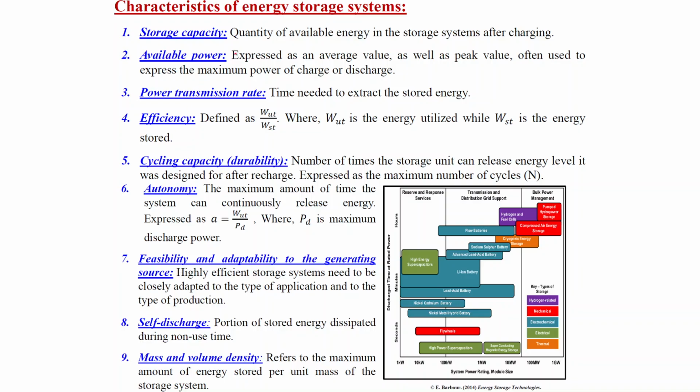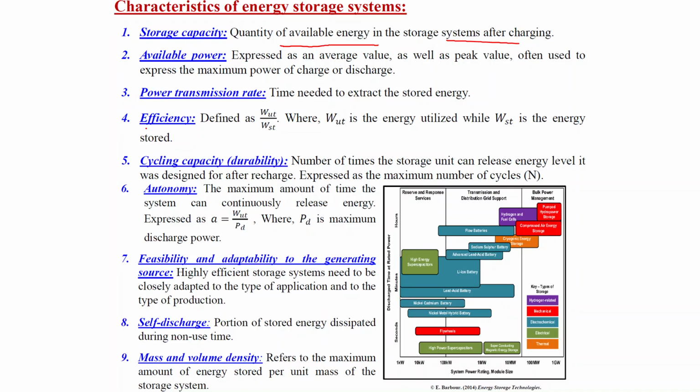Okay. So the first one is storage capacity, which is the quantity of available energy in the storage system after charging. Storage capacity is basically, for example, if you take a glass of water and fill it completely with water, then the volume of water which is stored in it, that is basically its quantity. That is basically its capacity. So storage capacity is the maximum amount of energy which can be stored in an energy storage device during charging.